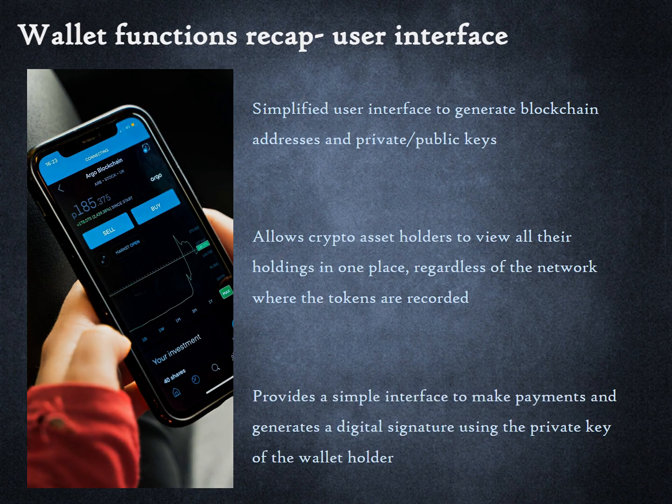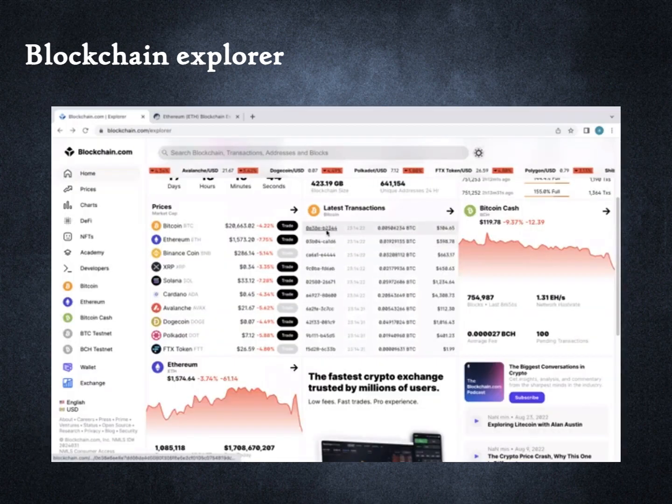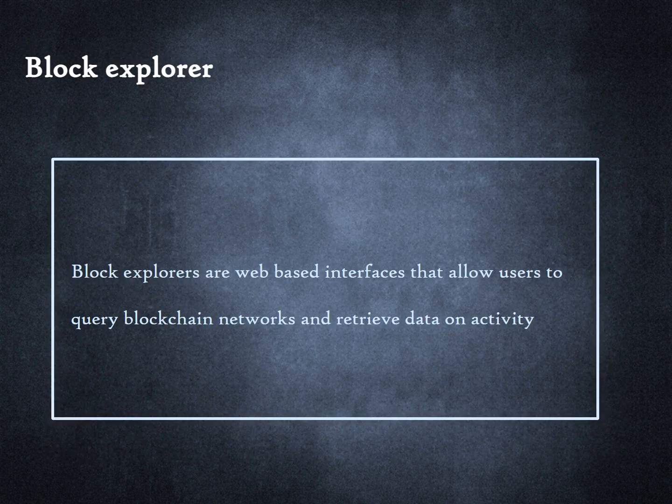During this course, we have often gone to websites to explore blockchain transaction history. We went to blockchain.com to explore Bitcoin history. We also explored the Etherscan website. These are called block explorers. Block explorers are web-based interfaces that allow users to query blockchain networks and retrieve data on activity.